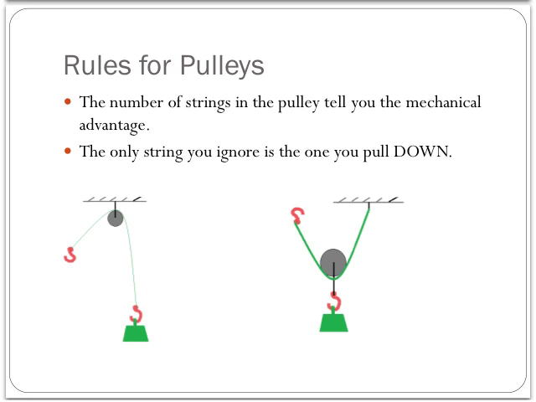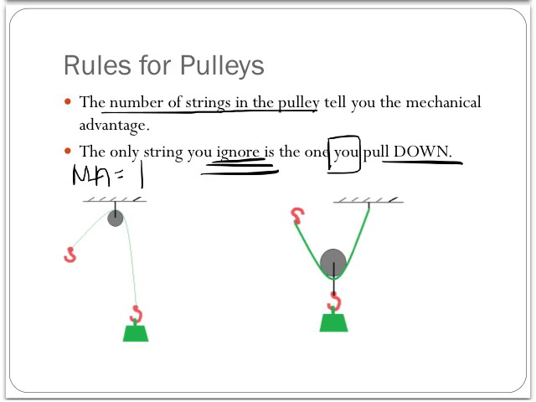The key to doing this is looking at the number of strings on the pulley. Now there's one exception to that. You need to ignore the one that you pull down. So if you remember a single fixed pulley, the video yesterday told you that the mechanical advantage was 1, and you also should have measured that in class. How you get 1 is you draw a line in the middle of your pulley system, and the number of strings that you cross tells you your mechanical advantage. Now you have to remember that the string that you pull down doesn't count.